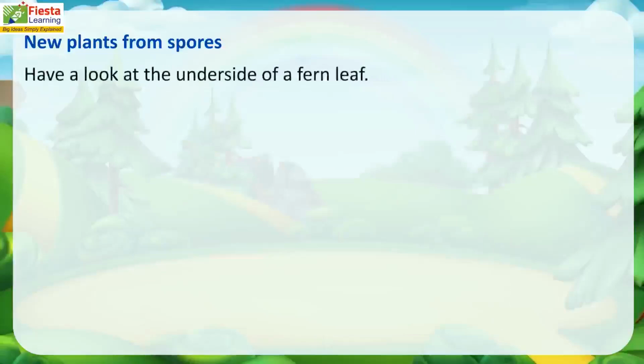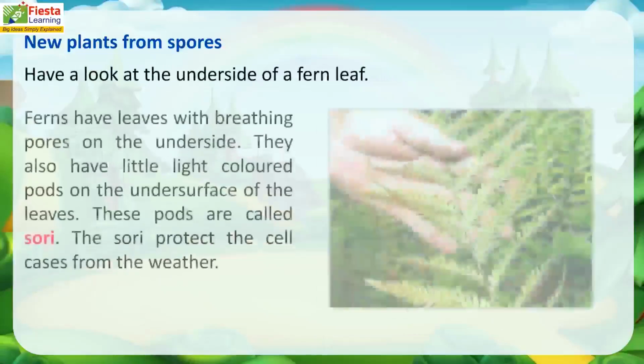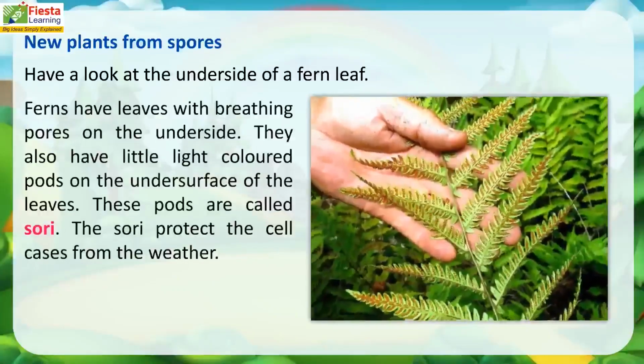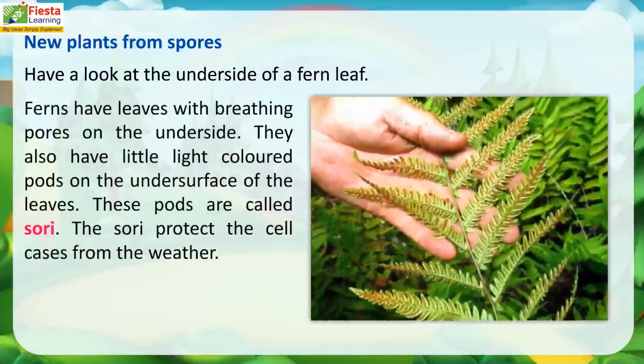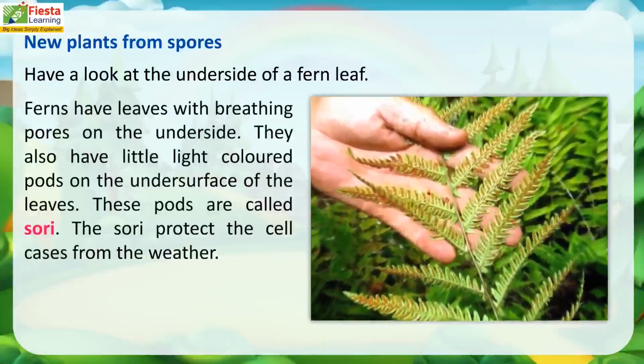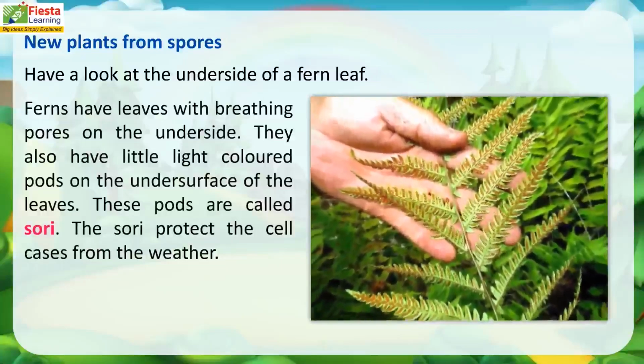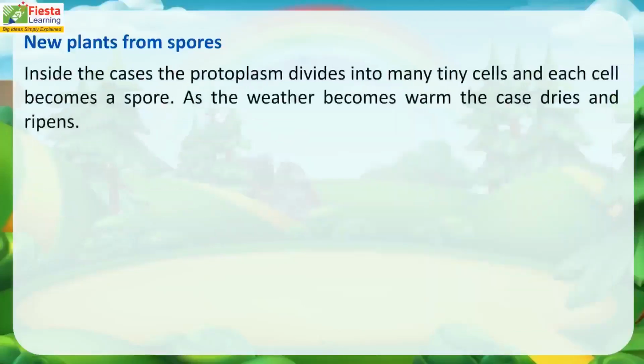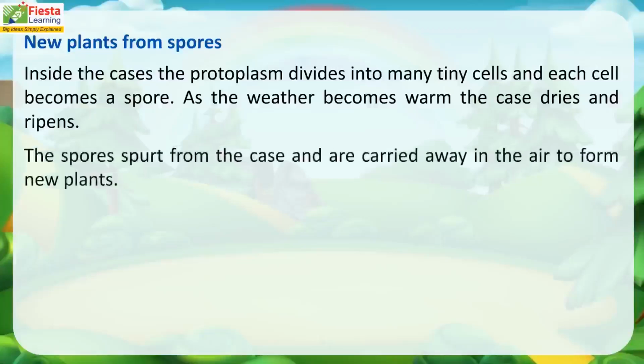Have a look at the underside of a fern leaf. Ferns have leaves with breathing pores on the underside. They also have little light-colored pods on the undersurface of the leaves. These pods are called sori. The sori protect the cell cases from the weather. Inside the cases, the protoplasm divides into many tiny cells, and each cell becomes a spore. As the weather becomes warm, the case dries and ripens. The spores spurt from the case and are carried away in the air to form new plants.